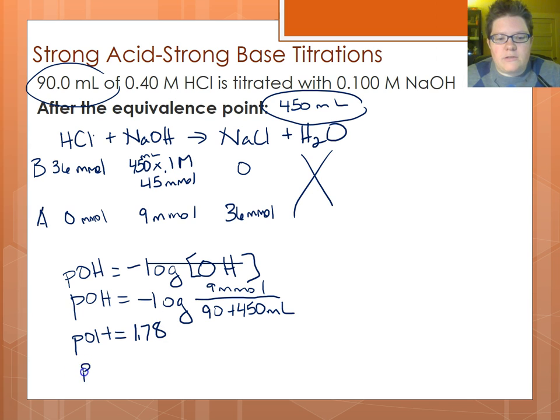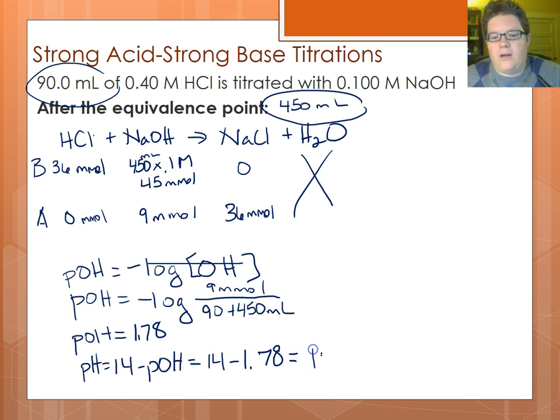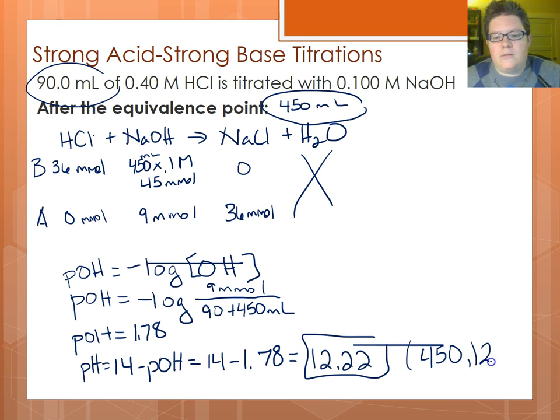which means pH equals 14 minus pOH. So 14 minus 1.78, and that brings us to 12.22. And again, that solution is basic, so that is what we're looking for. And that point is 450, comma, 12.22. Okay, last point in that.